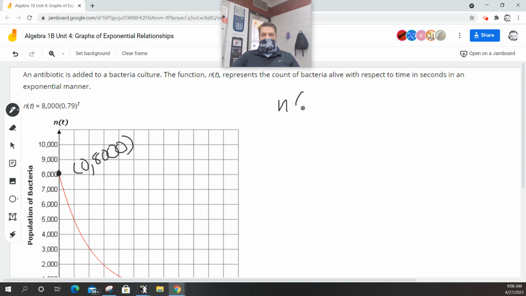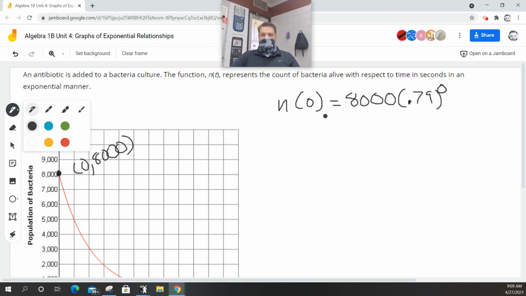I could say N of 0 is equal to 8,000. I'm just going to use this function and plug in 0 for t. So I got 0.79, that's the decay factor, raised to the t, but instead of t, I'm going to plug in 0. It's so hard to draw on this thing sometimes. All right, so anything raised to the 0 is the same as 1. So I've got N of 0 is equal to 8,000.